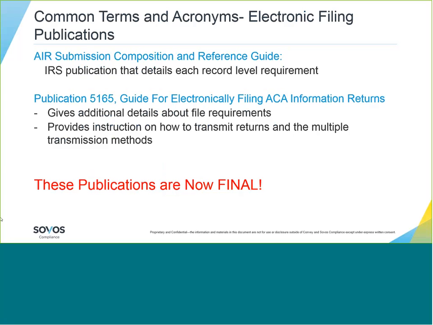A couple of common terms and acronyms when it comes to electronic filing. First is to understand the AIR system. It stands for ACA Information Reporting. This is the submission of how we get the information directly to the IRS. And Publication 5165 is the publication that lists all of the requirements for this transaction. These publications are now final. They've only been final for, I believe, the last 3 to 4 weeks, based on some meetings I was in about a month ago, but it is final now.